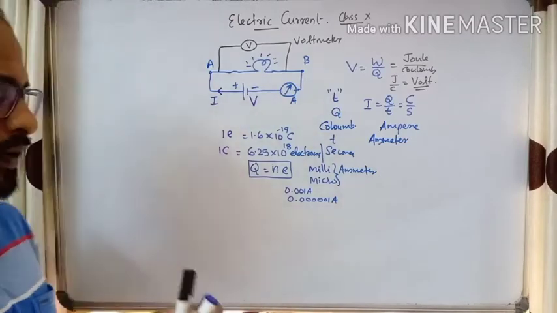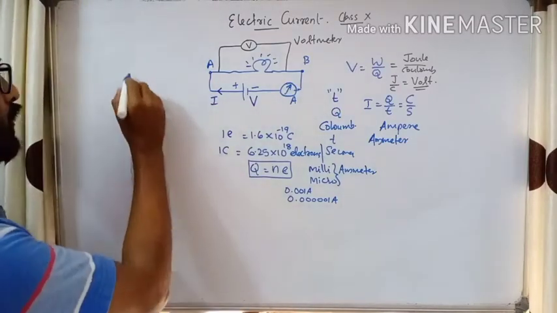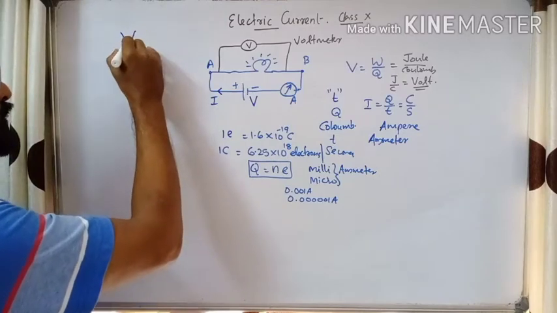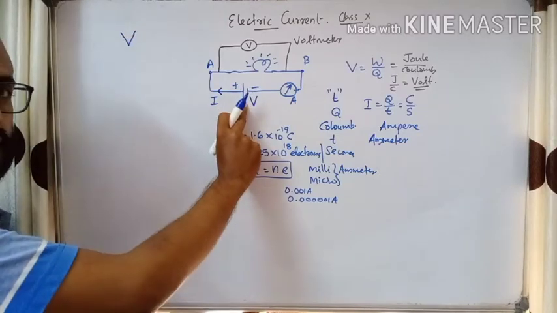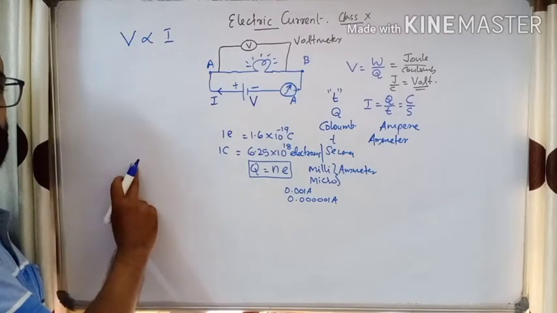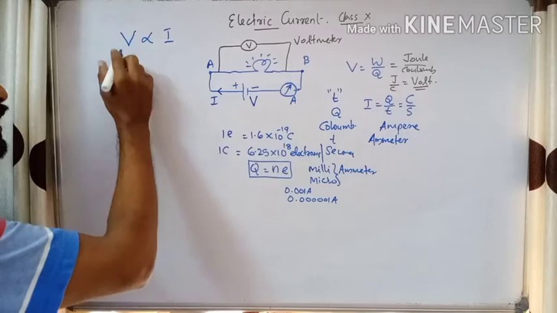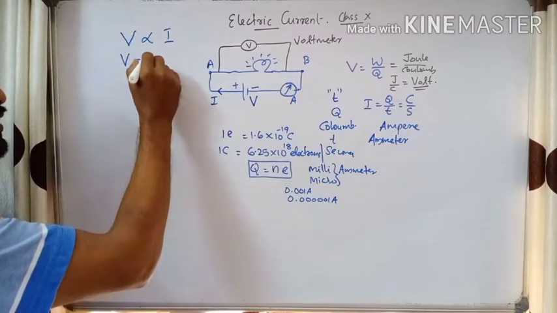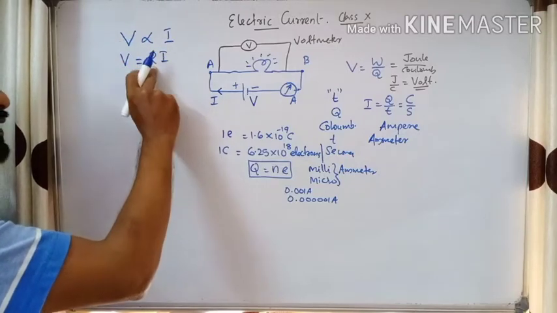So how can I write this in equation form? We have the potential difference V. If V is the potential difference across the ends of a conductor, it is directly proportional to the current flowing through it. So we have proportionality. How will you write it as an equation? We can write V is equal to R into I. R is a constant.